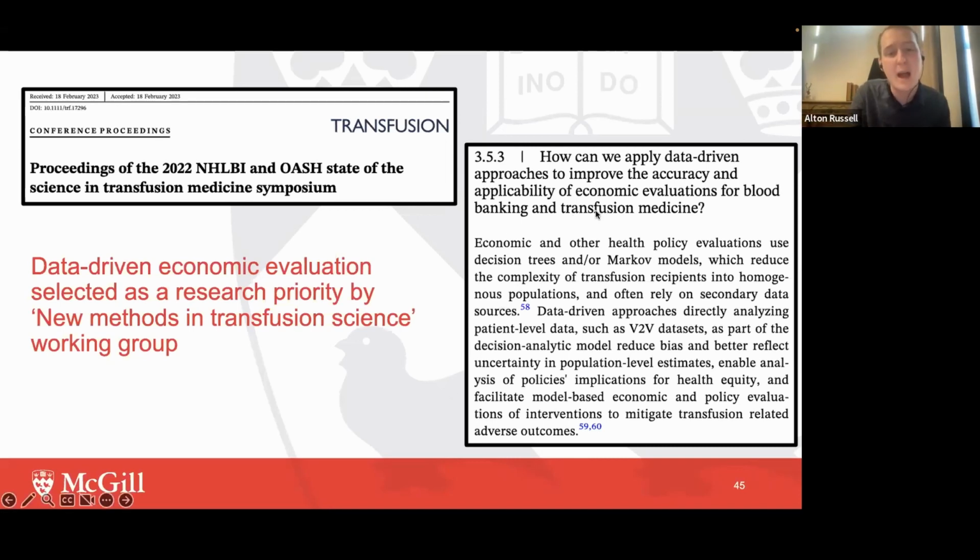And I proposed one of the focus areas would be using data-driven approaches to improve the accuracy and applicability of economic evaluations for blood banking and transfusion medicine. And it made the cut. So this was identified as one of the top 5 research priorities in terms of new methods in transfusion science.